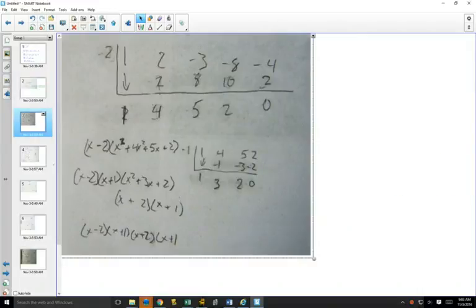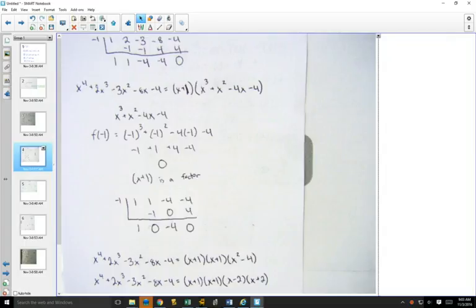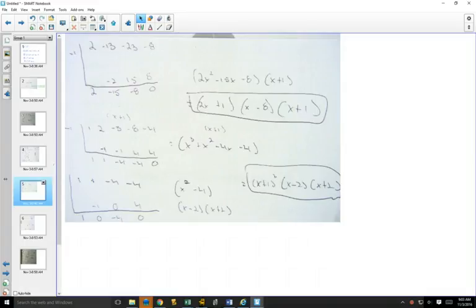Here is another example 1. Is this? No, this is example 2. I think I have another example 1. Example 2. Here's another example 1 at the top. Okay?